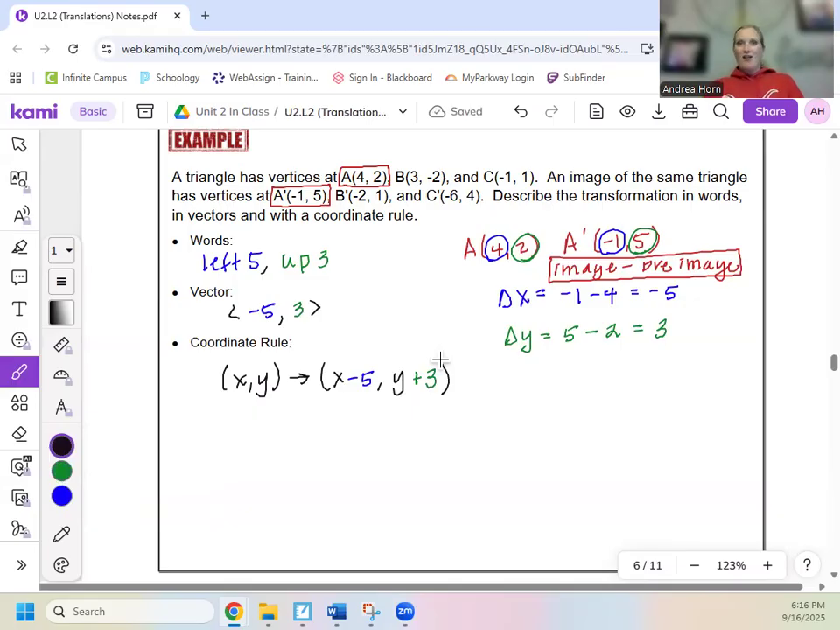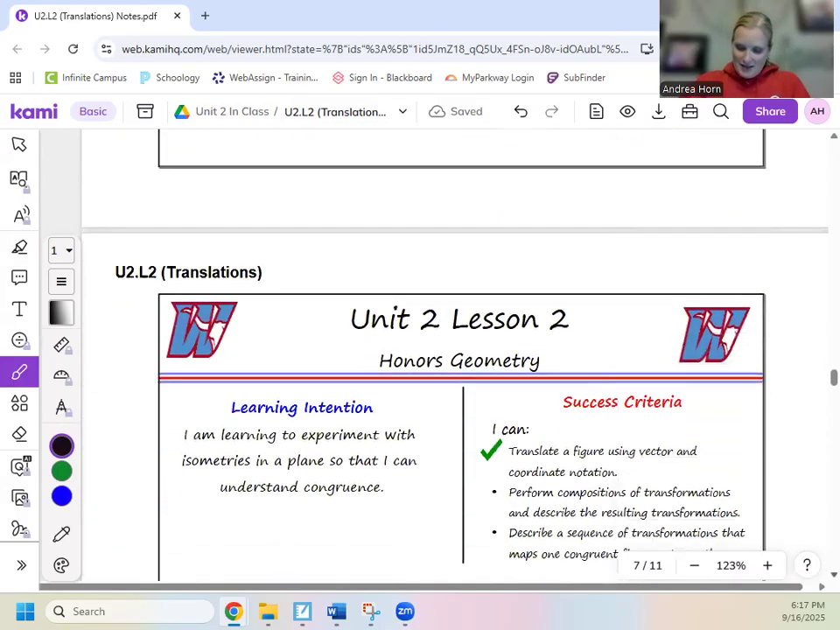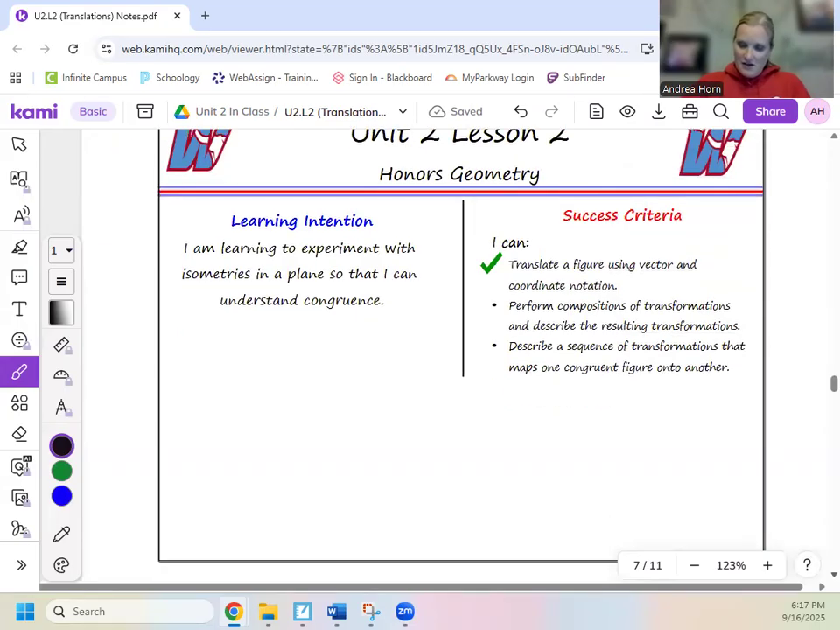Okay, so again, all of this is about change in x, change in y, distance, and direction. But the sign no longer represents a negative distance. It represents a distance going left or a distance going down. Hopefully at this point you feel comfortable translating a figure using either vector or coordinate notation. We talked about vector notation being the little v with brackets, and then coordinate notation is using that rule.